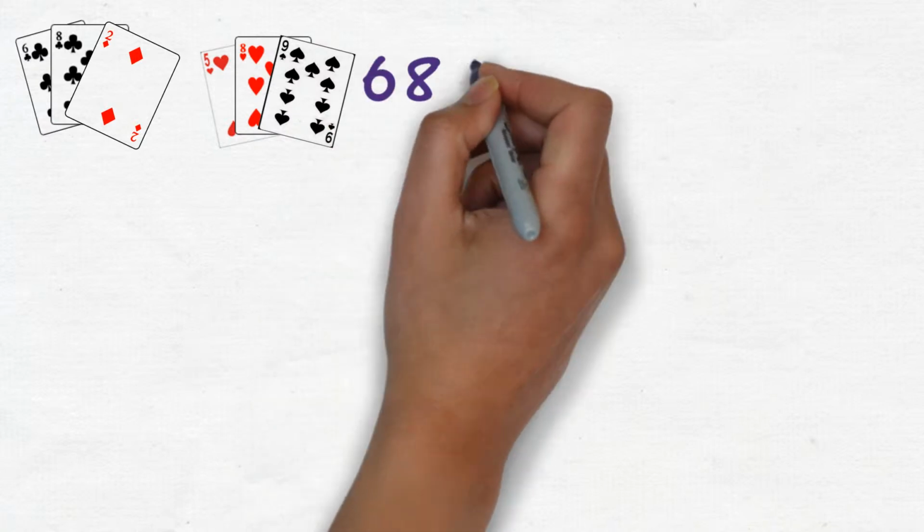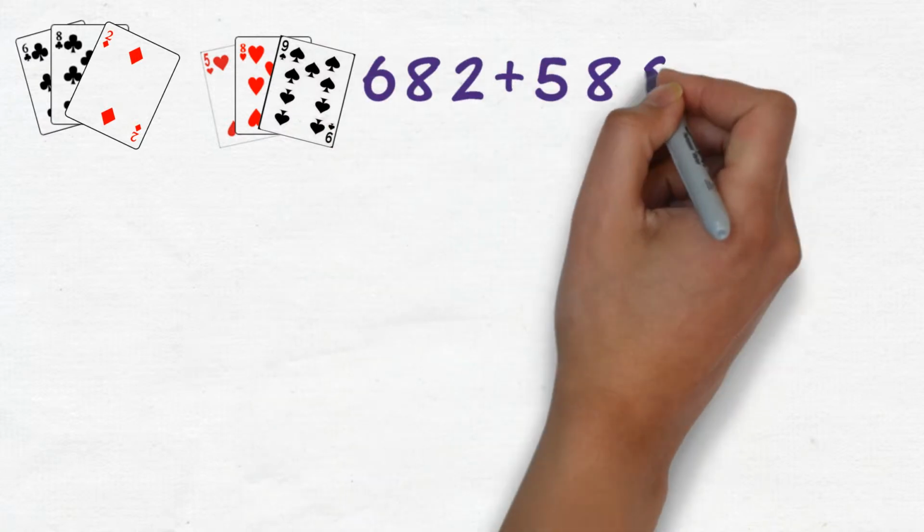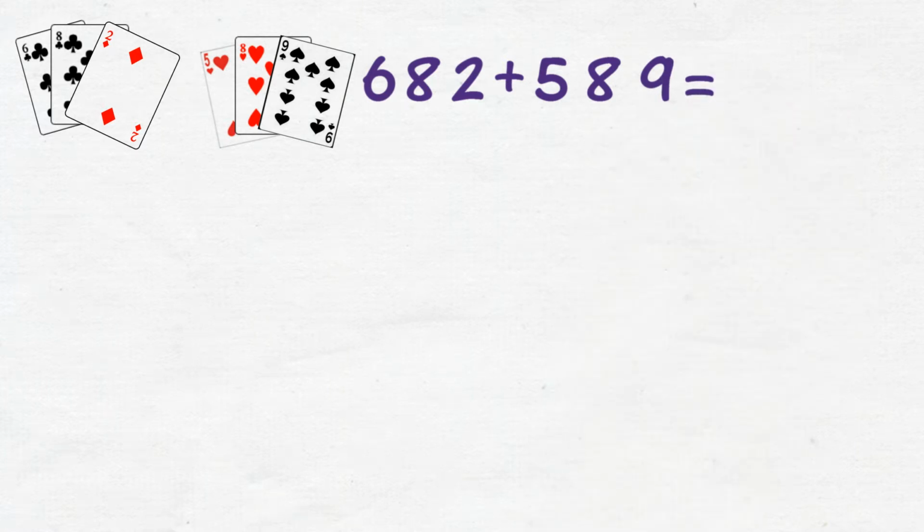We're going to select 6 cards to make two three-digit numbers so that the digits in each place add to more than 10. What number sentence did we make? Did we make 682 plus 589? Do the digits in each place add to more than 10?